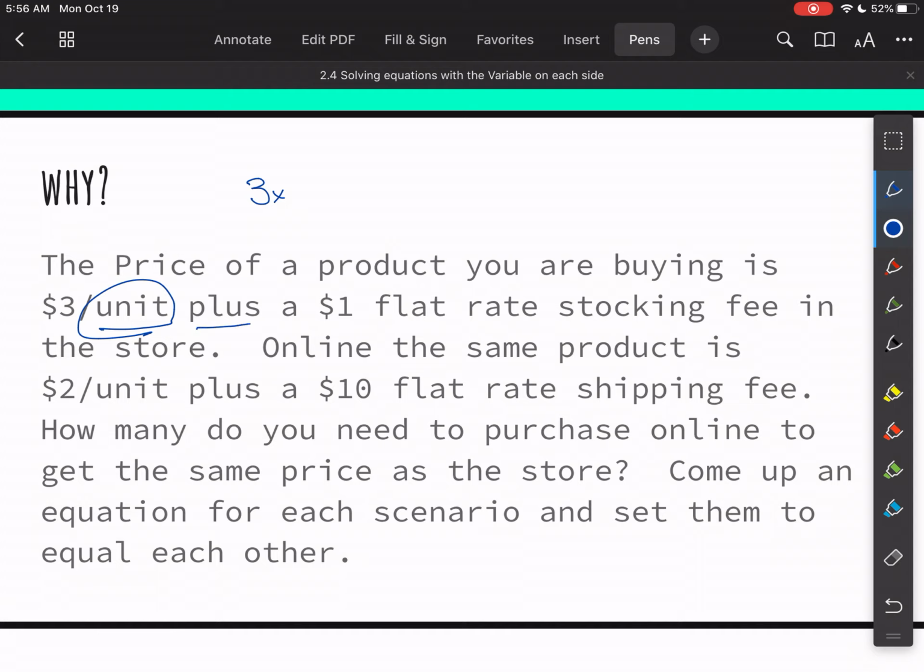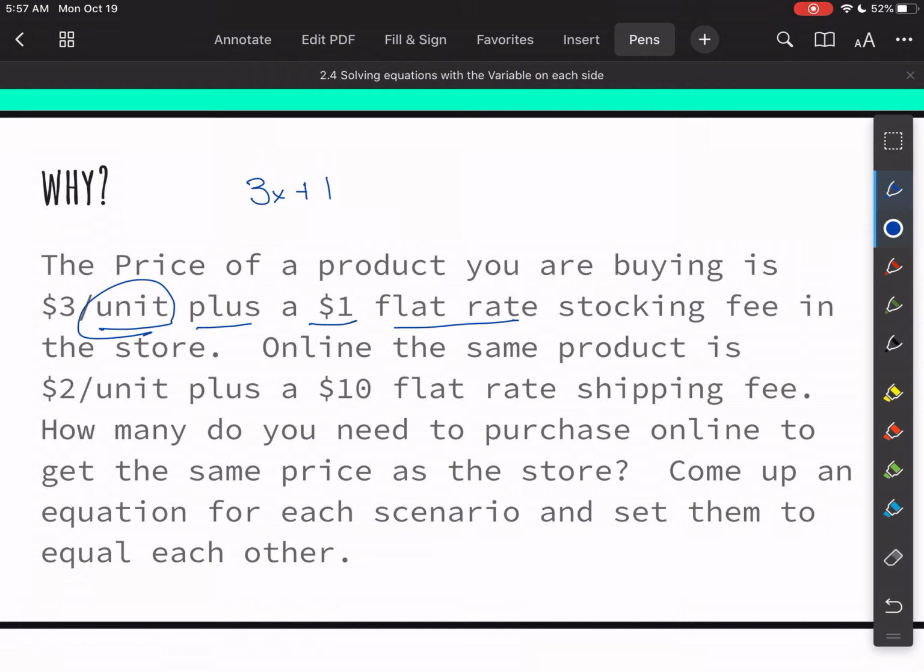And then it says plus a $1 flat rate stocking fee. So it's just flat rate, it's $1. If I bought 10 of them, it's still just a $1 flat rate stocking fee. So we're going to say 3x plus 1. That $1 doesn't change. There's no variable with that one, because it's flat rate and it's not per item.